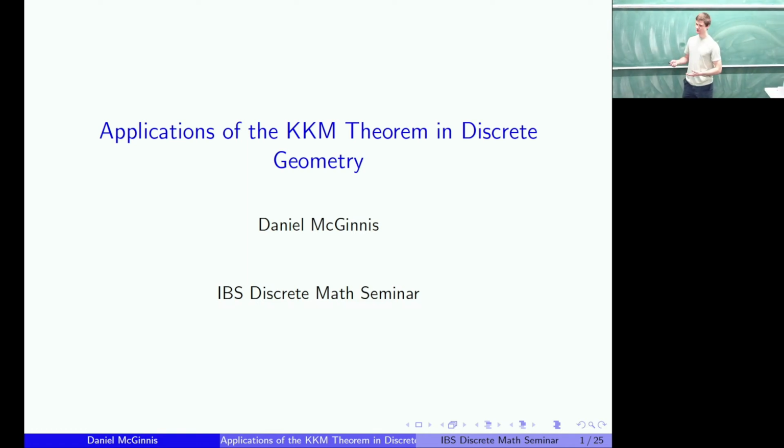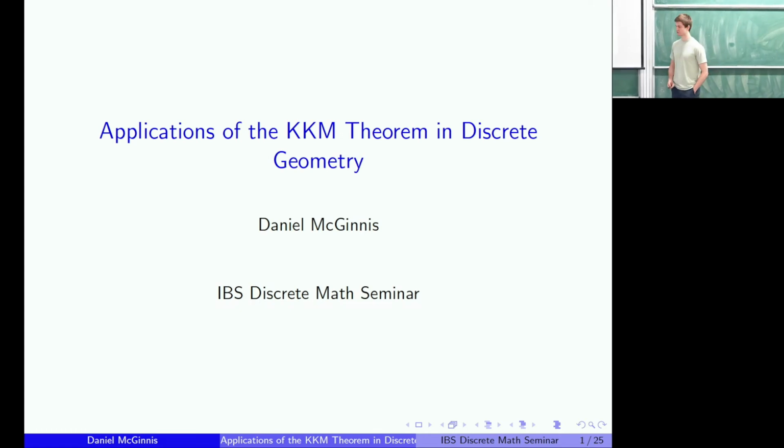I'm going to give some motivation for why I think this is a good tool to have in the back of your head if you're thinking about discrete geometry problems. And I'm going to say what the KKM theorem is, and then I'm going to give some examples in which it was used to solve some problems.